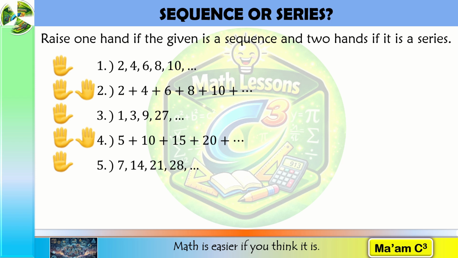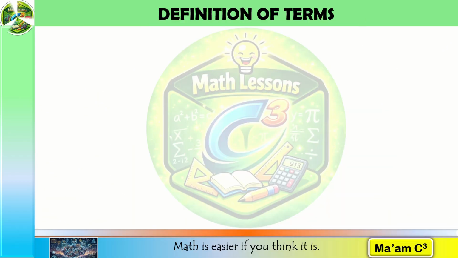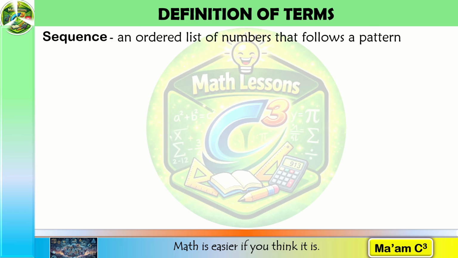Today we will discover the relationship between sequences and series and learn how mathematicians represent long sums efficiently using sigma notation. Let us define some terms. Let us recall the definition of a sequence. It is an ordered list of numbers following a certain pattern. For example, we have 4, 7, 10, 13. Do you still remember what each number in a sequence is called? It is called a term.